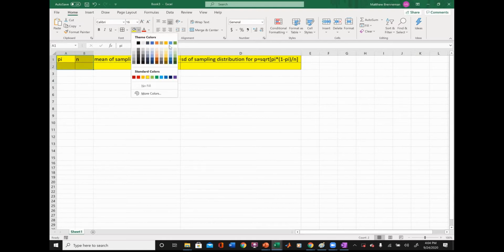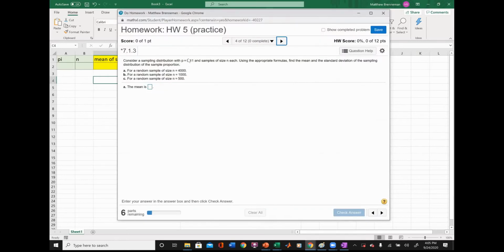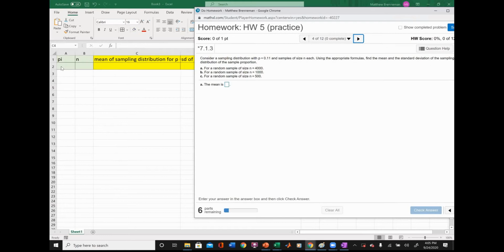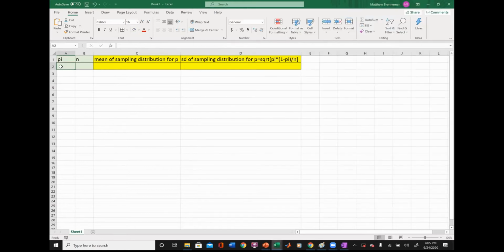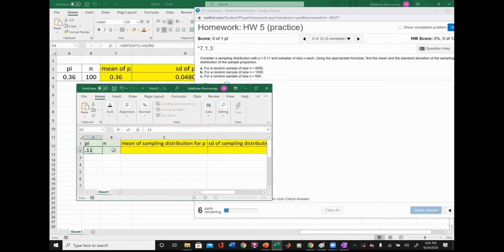And I'm going to put the input here. I'm going to put the input in different colors. Okay, so these are the values I need to input. So in my example, and this is where you've got to be careful and follow along, I'm going to put in whatever my percentage is. So mine is 0.11. Yours is going to be different. I'm going to go ahead and put in 0.11 as a decimal. And my sample size here is going to be 4,000. So I'm going to enter 4,000. So just put in whatever those values are in your problem.